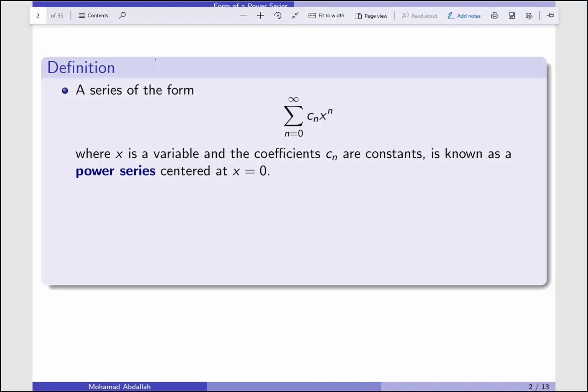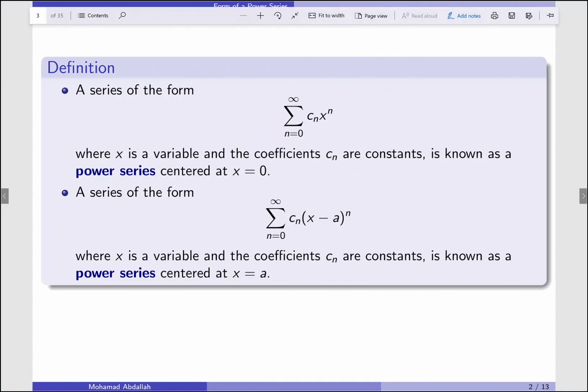Now, c sub n can be anything. For example, I can have the sum from n equals 0 to infinity of 1 over n to the power 2 multiplied by x to the n. In this case, this is c sub n, and this is x to the power n. So the variable here is x. This is a power series centered at x equals 0.